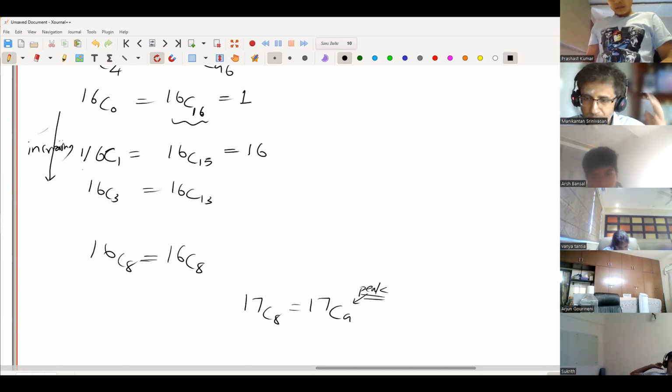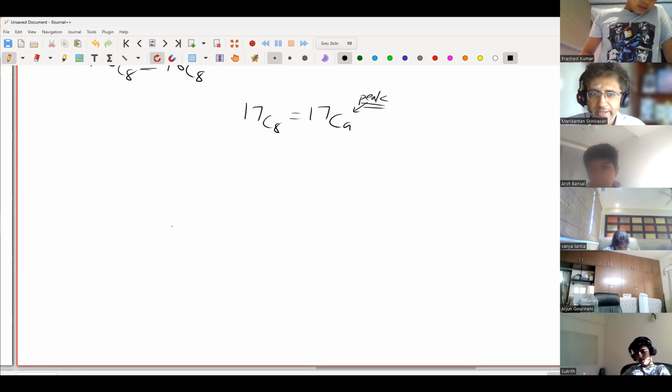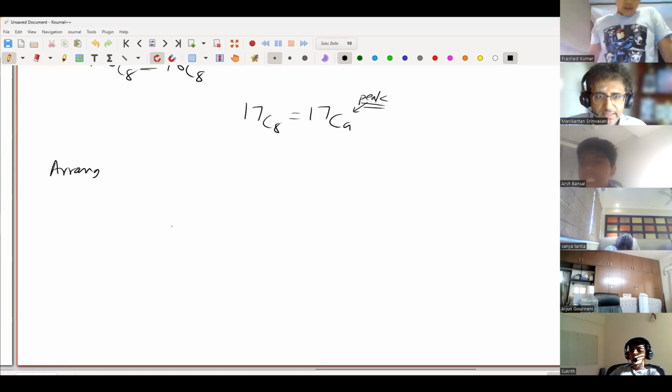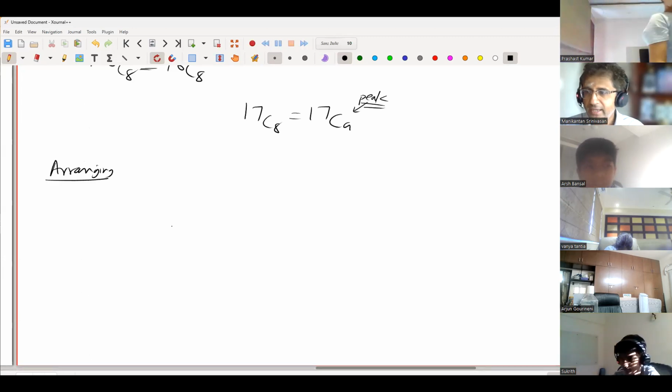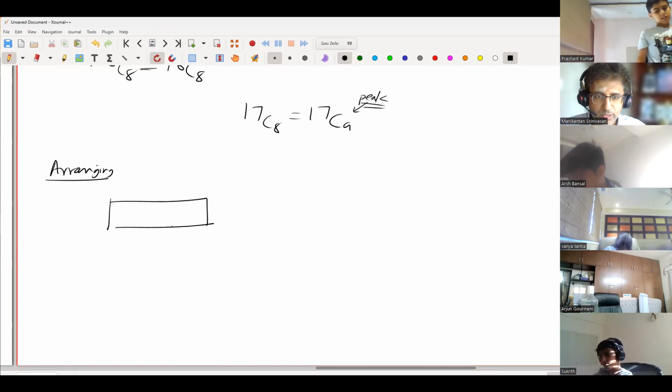Okay, cool. Now, arranging is very easy. Choosing was one concept; arranging is just factorial, right? Let's say the choosing has already happened for you. The school has already selected the 3 students. What are the 3 students who won?